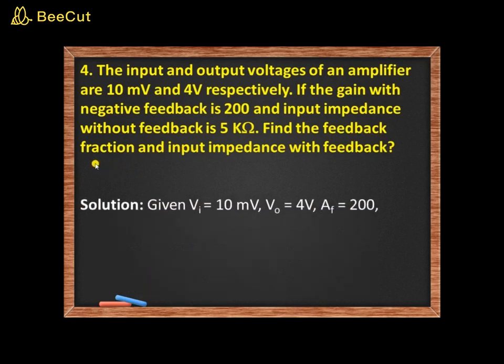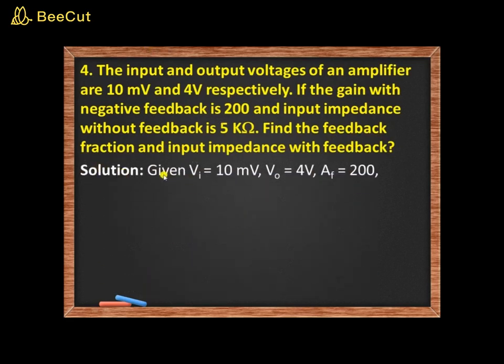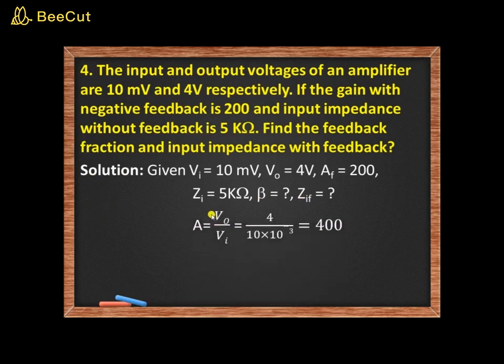Okay, so now let us write down the data they have given. They are given VI is equal to 10 millivolt, VO is equal to 4 volt, AF is 200, ZI is 5 kilo ohm. We need to find out beta and ZIF. So we know that A is equal to VO by VI. So VO is 4 volt and VI is 10 millivolt, 10 into 10 power minus 3. So which comes around 400.